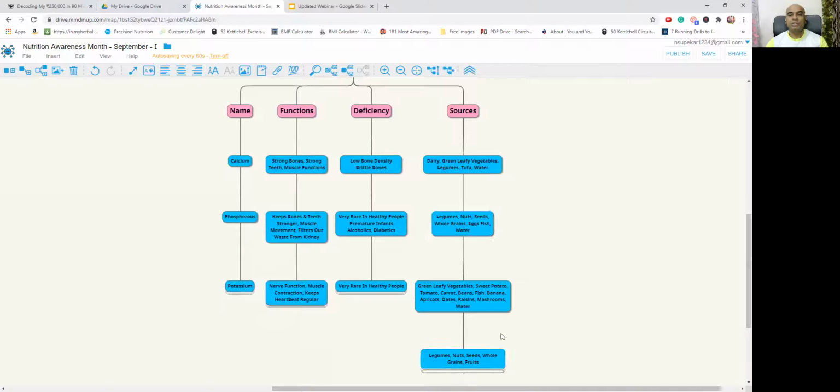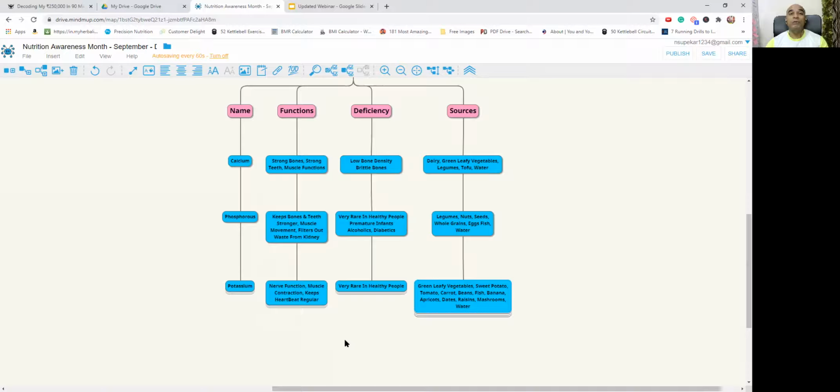The sources of potassium are, again, as mentioned, green leafy vegetables. Then it is also found in sweet potatoes, tomatoes, carrots, beans, fish, banana. We all know that banana is a rich source of potassium. Apricots, dates, raisins, mushroom, and again water. So if you are drinking enough water also, we might be getting most of the essential minerals.